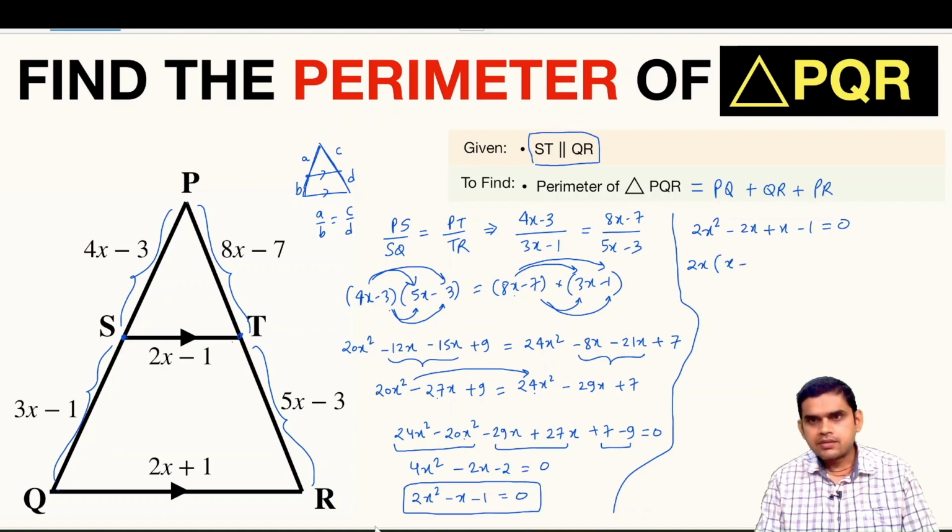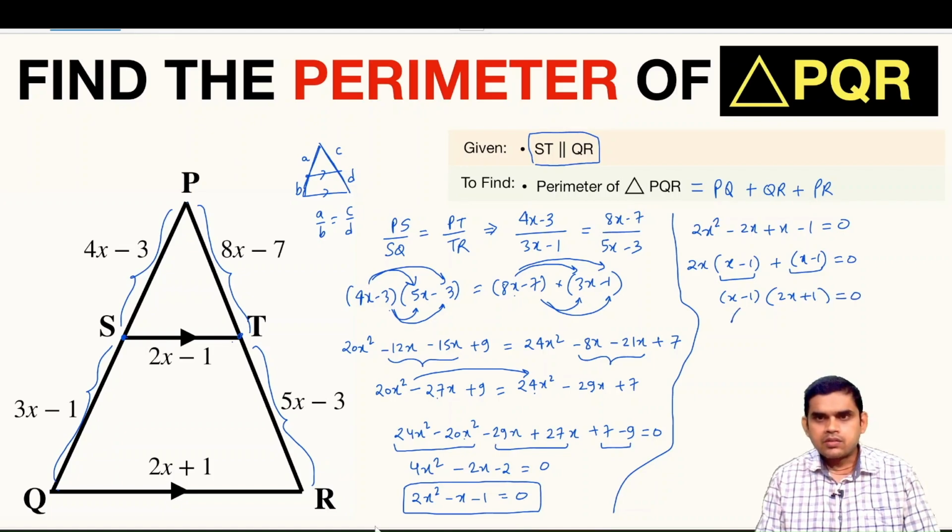So this is x minus 1 plus x minus 1 is equal to 0. Now we can take x minus 1 common. So x minus 1 times 2x plus 1 is equal to 0. So from here we will get x equal to 1, and from here we will get x equal to negative half. So we will discard this and we will take the value of x as 1.